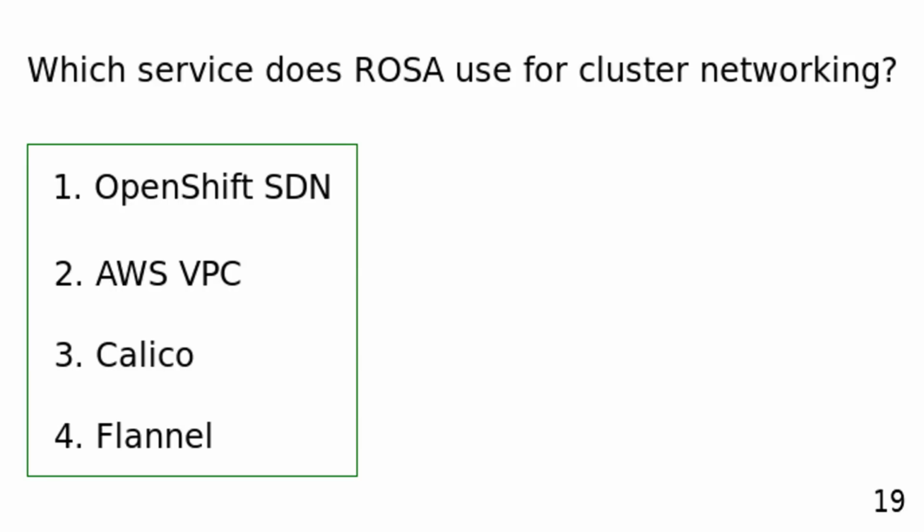Which service does ROSA use for cluster networking? OpenShift SDN. AWS VPC. Calico. Flannel.